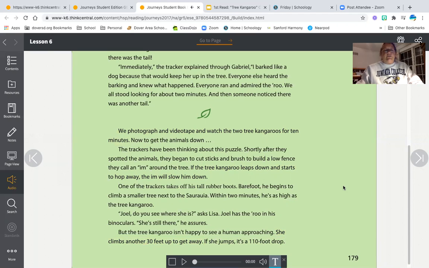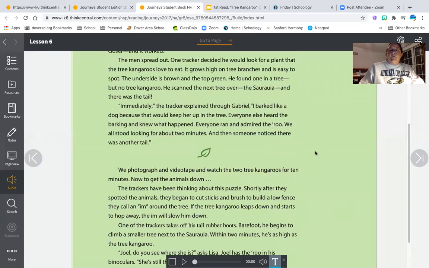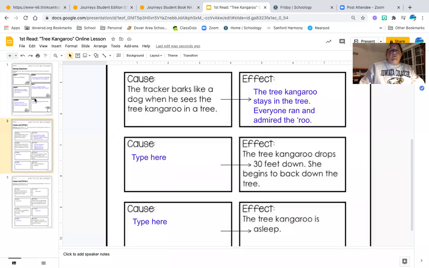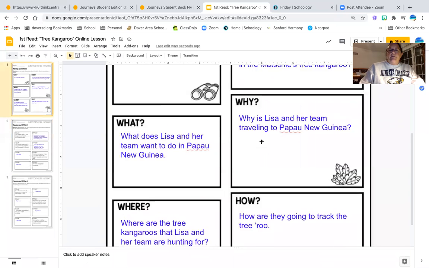So she's not happy to see that guide take off his shoes and climb up that tree next to her. So again, let's pause here because one of the other things you need to be doing is asking these questions.